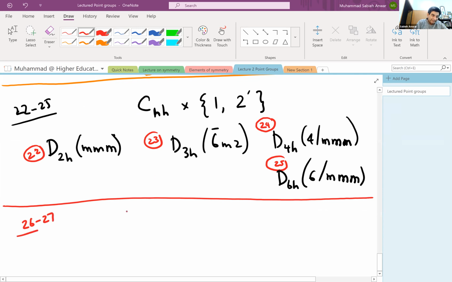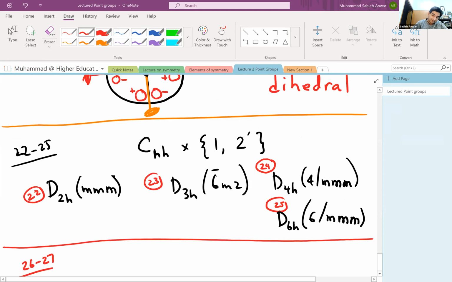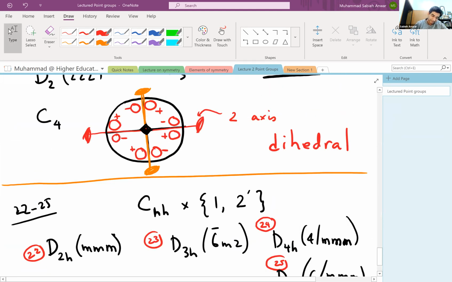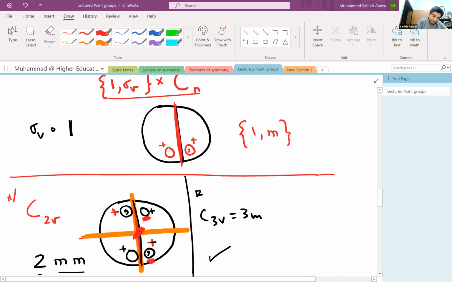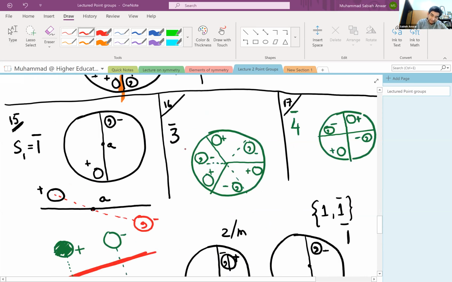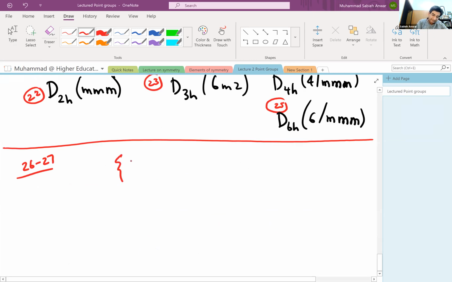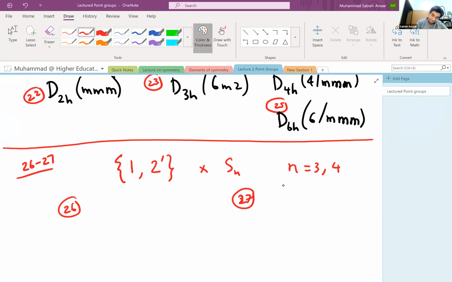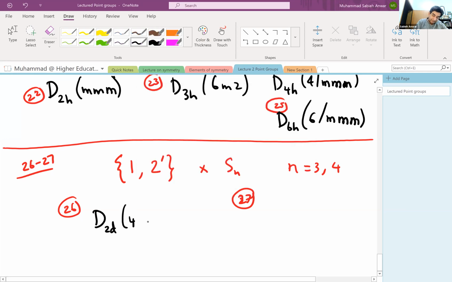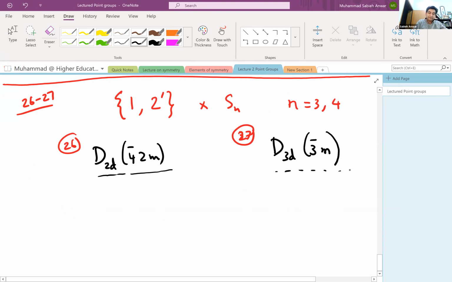26 to 27 groups are formed by having the improper groups. These three groups, 1 bar, 3 bar, and 4 bar, followed by a twofold axis of rotation. That is, I have one C2 2 prime acting on Sn, where n is 3 and 4. And these groups are labeled as D2D, 4 bar 2m, and D3D, 3 bar m. Okay, so I'll probably give as a homework the construction of one of these stereograms.